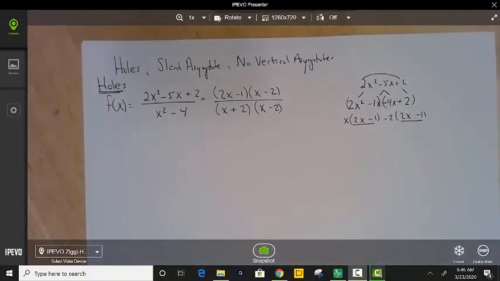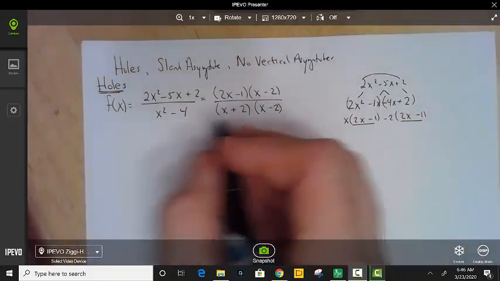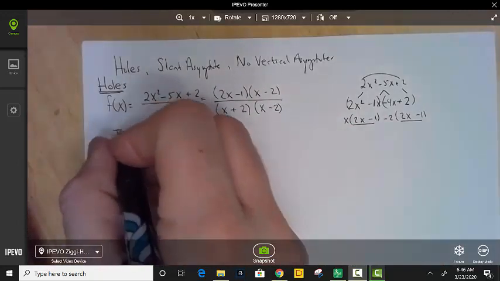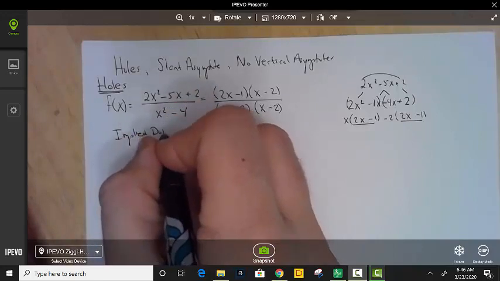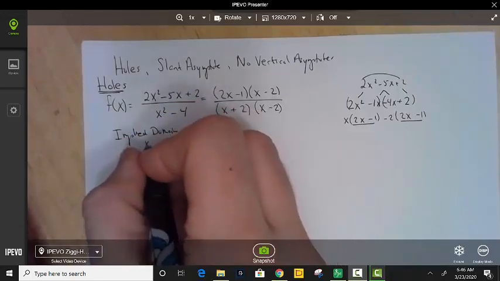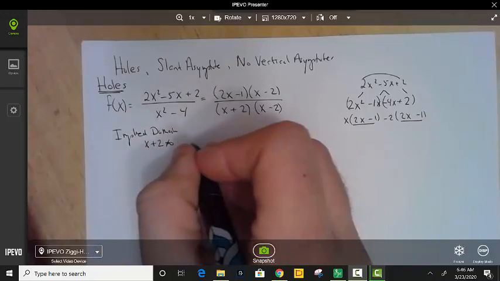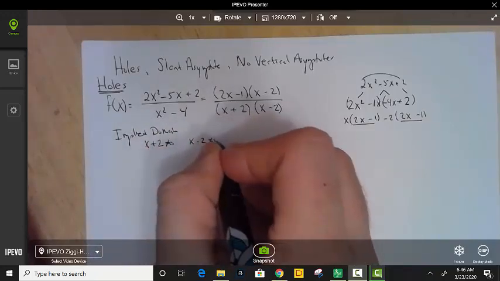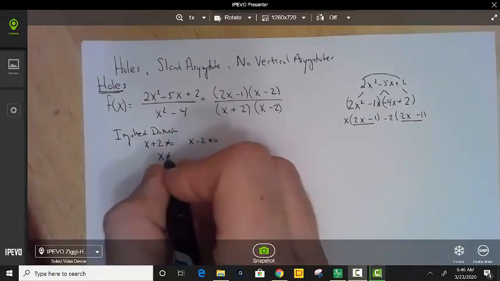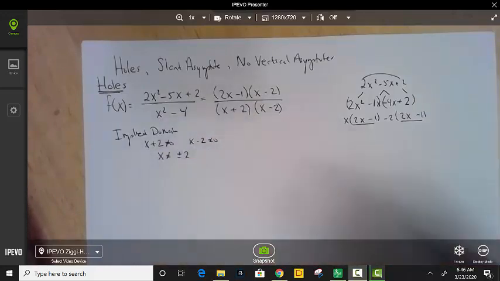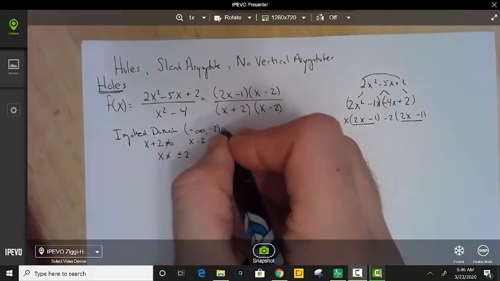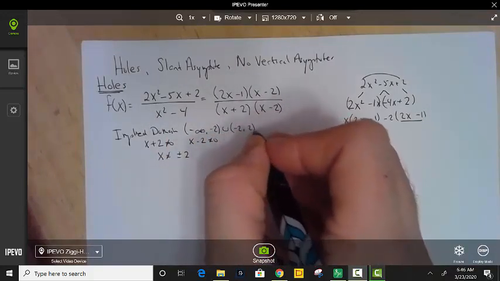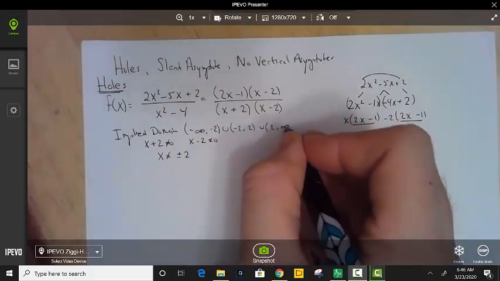Okay? So now that we've factored the top and bottom, we see that the implied domain is going to be, we cannot have a division by 0. So x plus 2 cannot equal 0, x minus 2 cannot equal 0. So we get x cannot equal positive or negative 2, which is the same thing we had in the last video. So negative infinity to negative 2, negative 2 to 2, 2 to infinity.